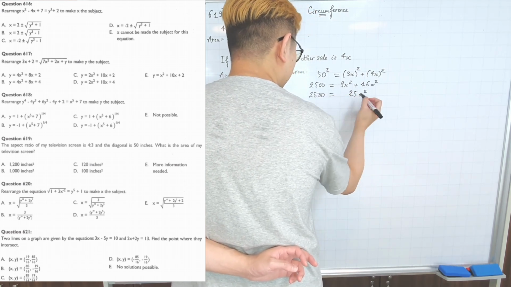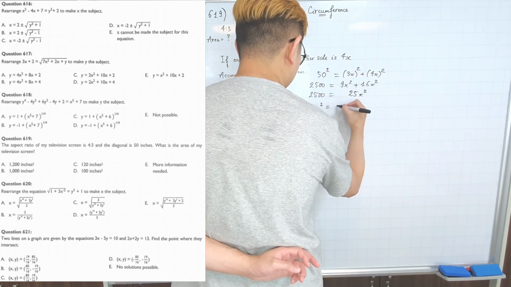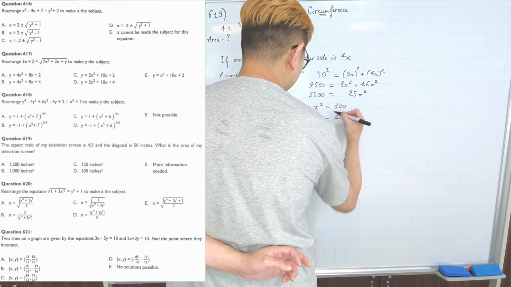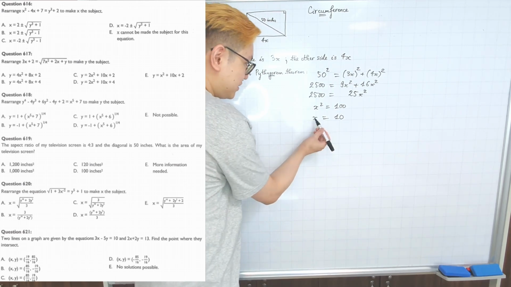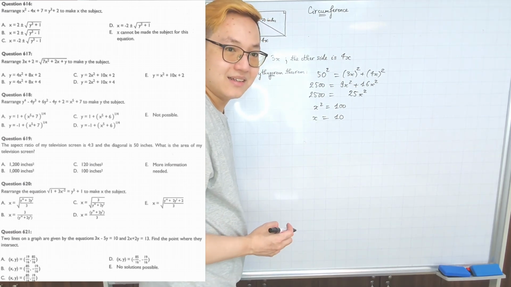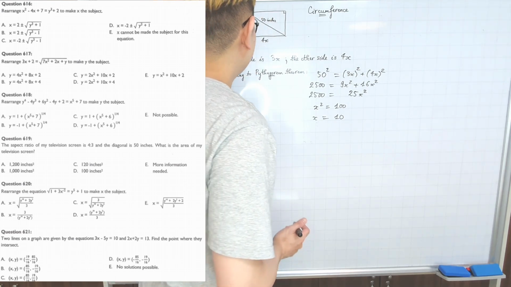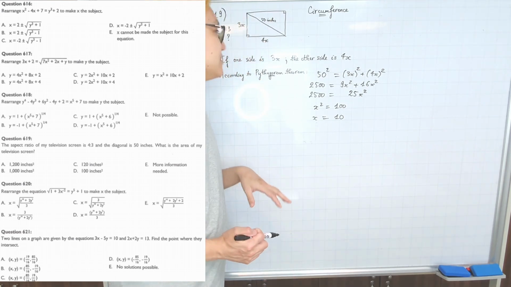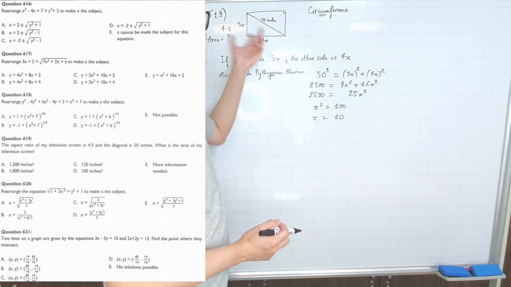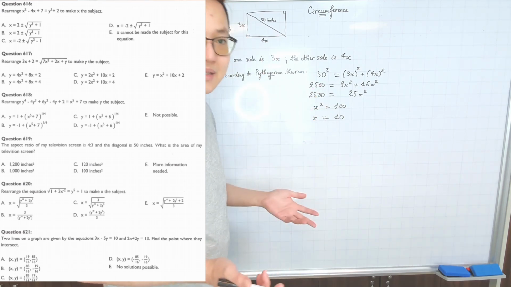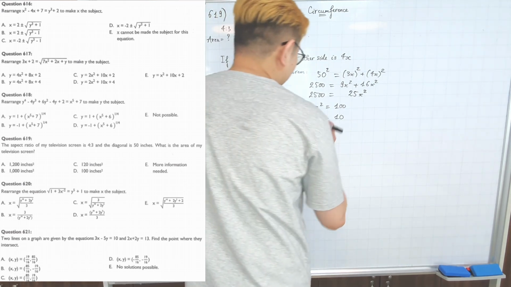So you can see here x squared equal to 100, right? And then x equal to 10, isn't it? Because you cannot choose x equal to minus 10. Không chọn giá trị trừ 10 được, because the length of something has to be a positive number. So x equal to 10.